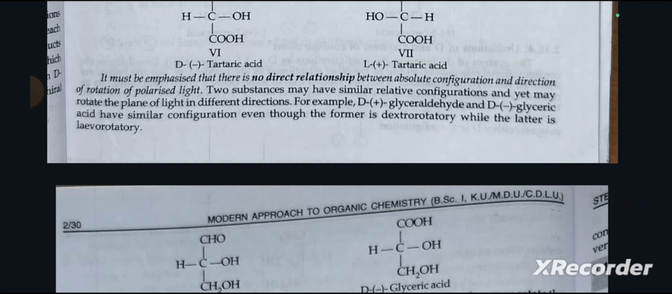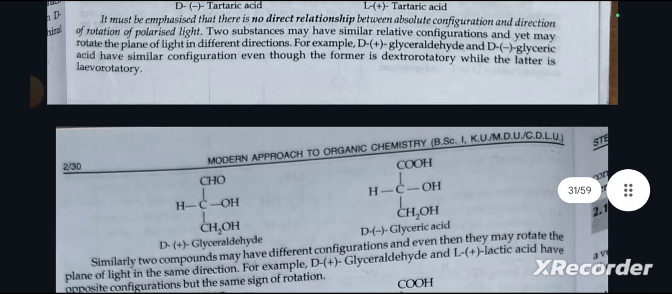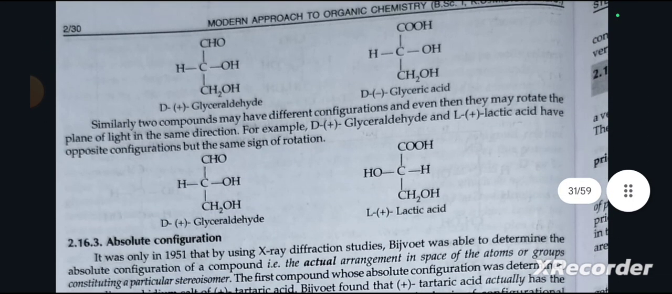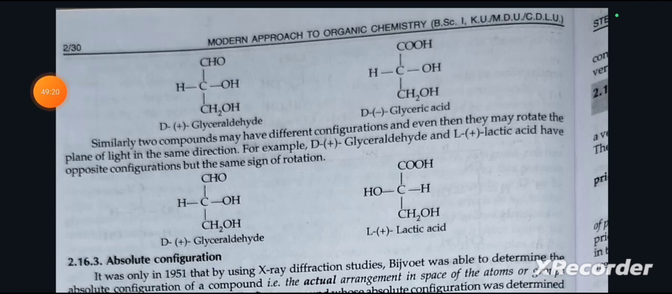It must be emphasized that there is no direct relationship between absolute configuration and the direction of rotation of plane polarized light. Two substances may have similar relative configuration and yet rotate the plane of light in different directions. For example, D(+)-glyceraldehyde and D(-)-glyceric acid have similar configuration even though the former is dextrorotatory while the latter is levorotatory. CHO, CHOH, CH2OH, D(+)-glyceraldehyde; COOH, CHOH, CH2OH, D(-)-glyceric acid.